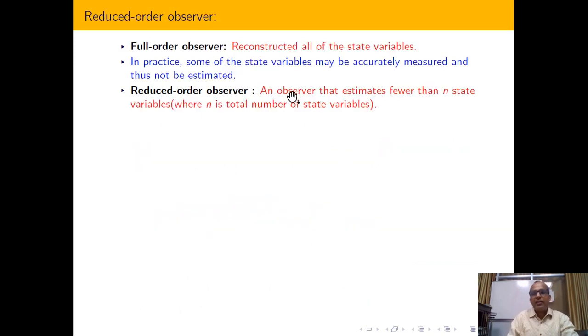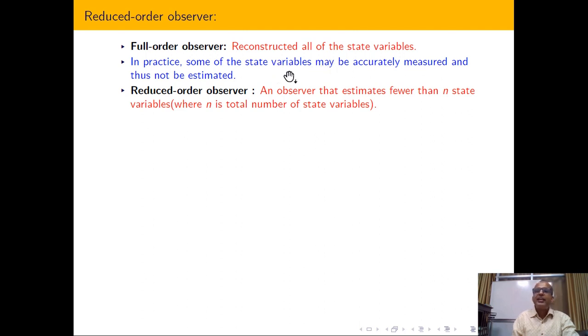Now what we have observed till now: I have some system, I have only partial information, or I have information of the output, and my system is completely observable. Then I propose one kind of algorithm, called an observer, to estimate all the state variables, and that kind of observer is called a full order observer. It means that we are also reconstructing those states which are directly measured from the sensor.